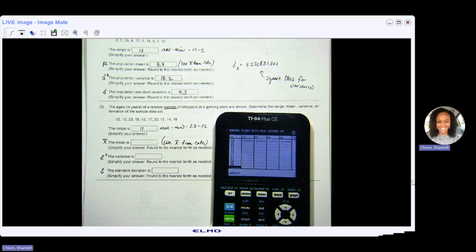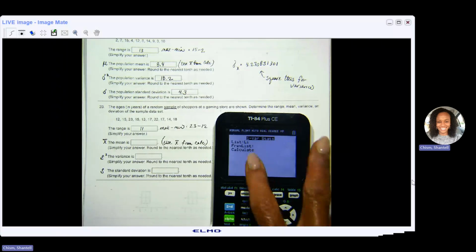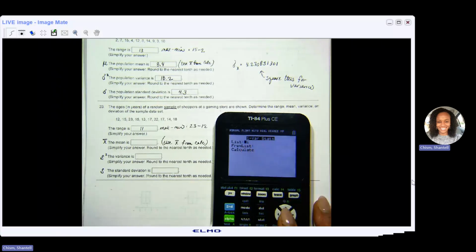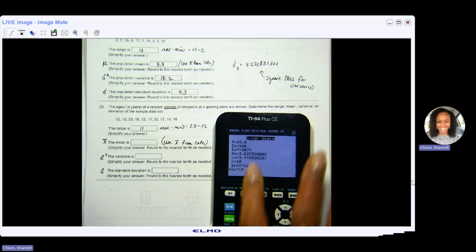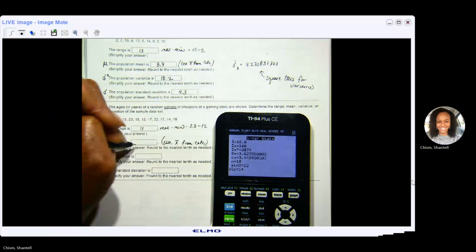Okay. Now to get the other values, we're going to press stat and we're going to go over to calc. So you have to do the range by hand. Okay. But it's just max minus min. We're going to use number 1. I already have my list 1. By default, they use list 1. That's where my data is. Go down to calculate. Now, X bar is your mean. That is rounded to one decimal, 16.6.